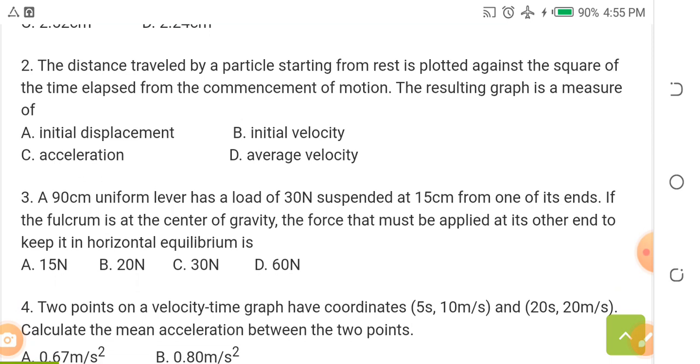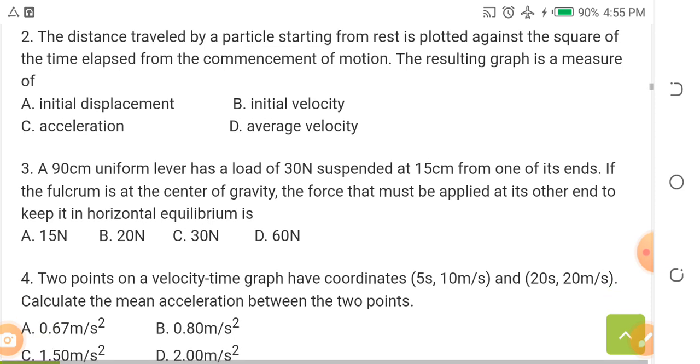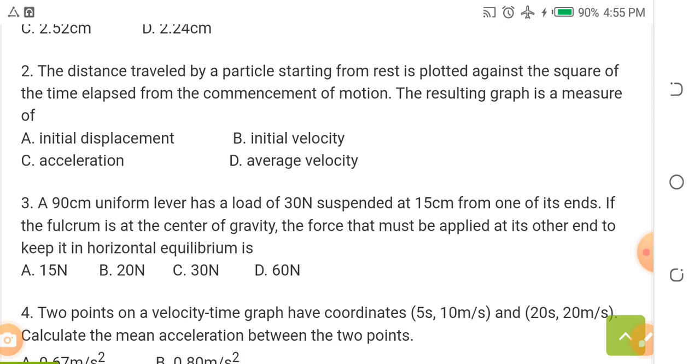Number 1, the distance traveled by a particle. Remember, these are real JAMB questions, okay? The distance traveled by a particle starting from rest is plotted against the square of the time elapsed from the commencement of motion. The resulting graph is a measure of dash. Let's take the question again. The distance traveled by a particle starting from rest is plotted against the square of the time elapsed from the commencement of motion. The resulting graph is a measure of what?